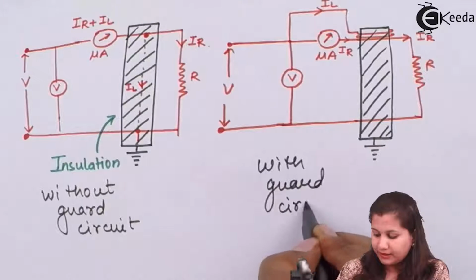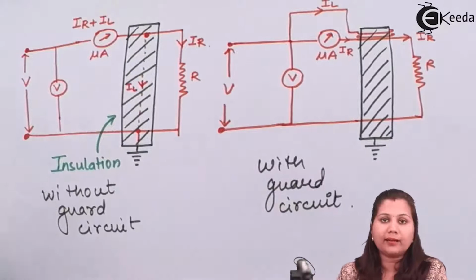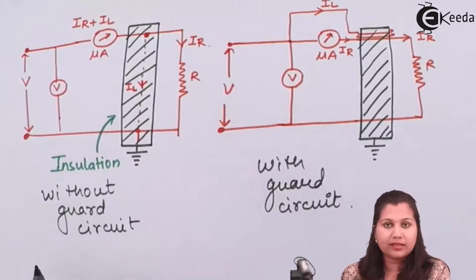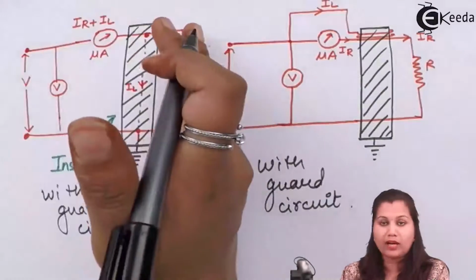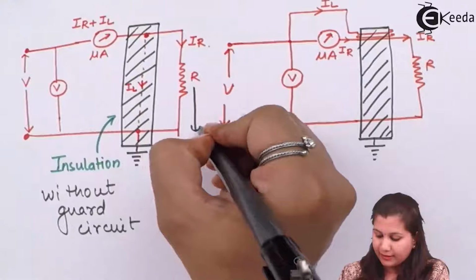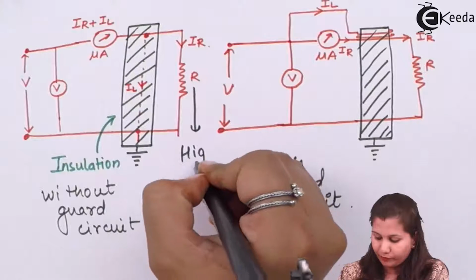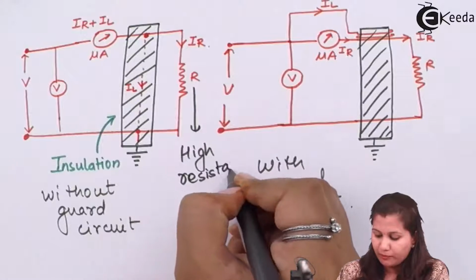As I've said, in the guard circuit, the leakage currents are bypassed. Now when the guard circuit is not present, this is the insulation which is provided to the high resistance which we want to measure. R is the high resistance, or we can say the unknown resistance which we want to measure.